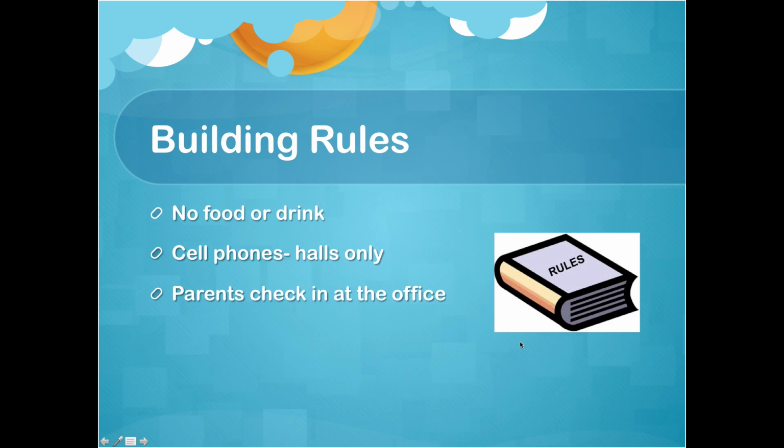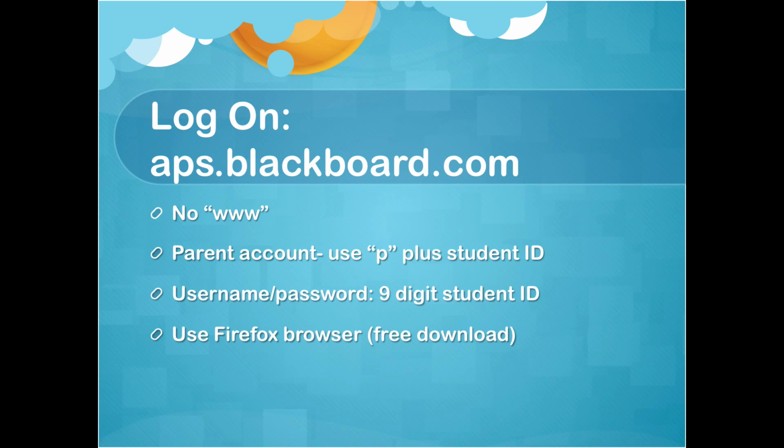When you come down to the eAcademy library for lab sessions, we have an open lab from 3 p.m. to 8 p.m. Monday through Thursday. Teachers are there to help you. And we have some rules. No food or drink, cell phones in the hall only, and parents need to check in at the office. And please also bring a photo ID, your student ID or some other legal photo ID every time you come down for the open lab, and especially when you come to our campus for final exams.